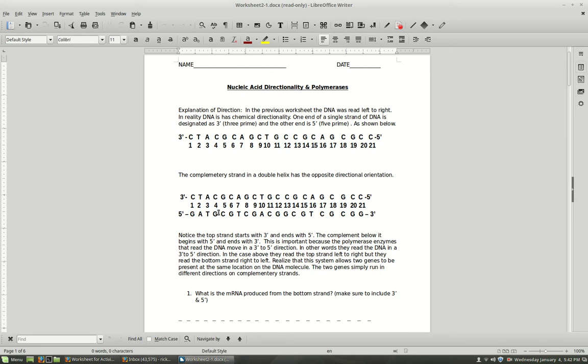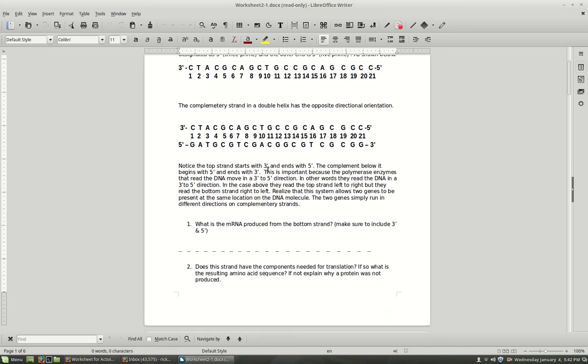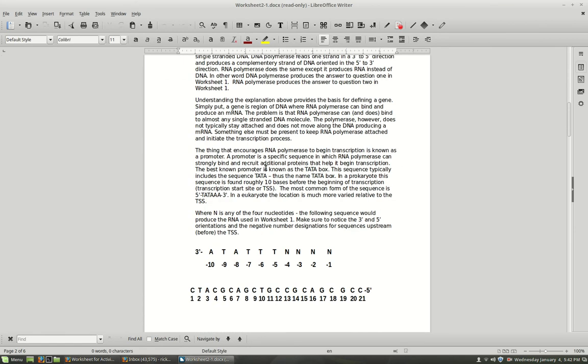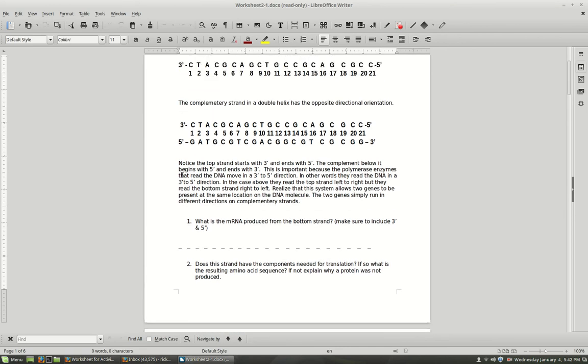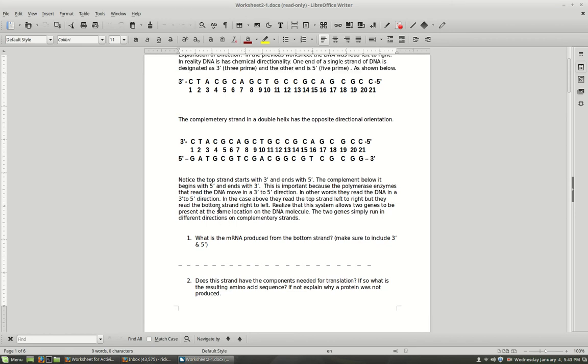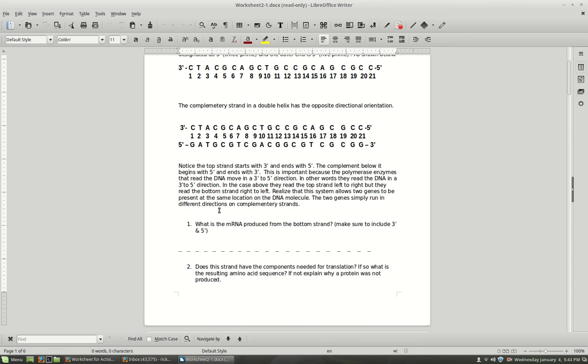Directionality is important because the polymerase, which does transcription, is going to move along these strands in a particular direction. Here, that's what we're getting to. Let's see down here. Right here. Notice that this top strand is 5', the complement, that's what I just said. But the polymerase moves in the 3' to 5' direction. That's the direction that it reads it, and it creates the new DNA 5' to 3'.